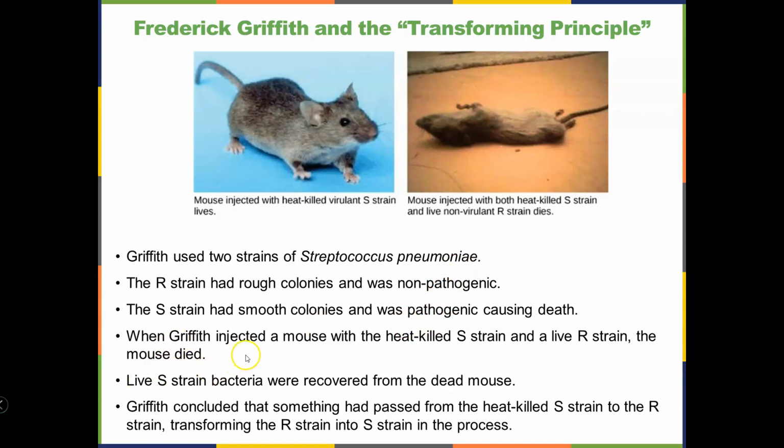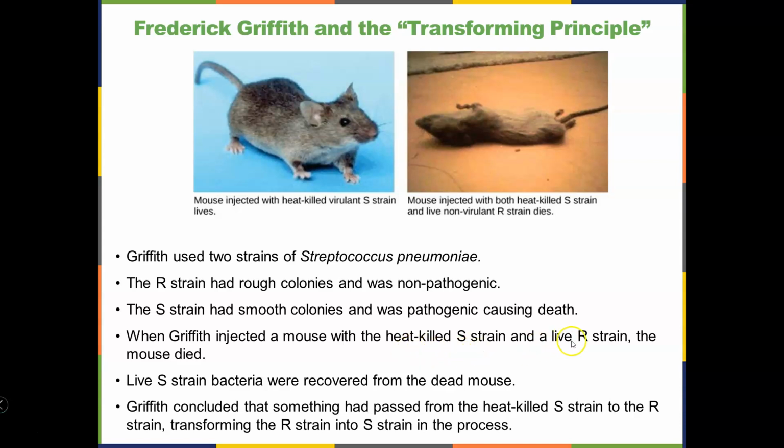So in this case, he injected mice with one of the strains or the other and identified them as either pathogenic or non-pathogenic. The crux of this experiment is that he sterilized his S strain by killing them, through enough heat to destroy the bacteria, kind of like the fixing process we used in gram staining.